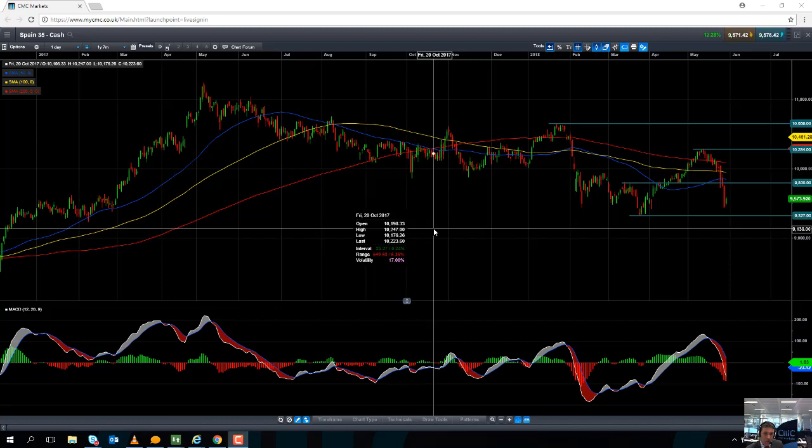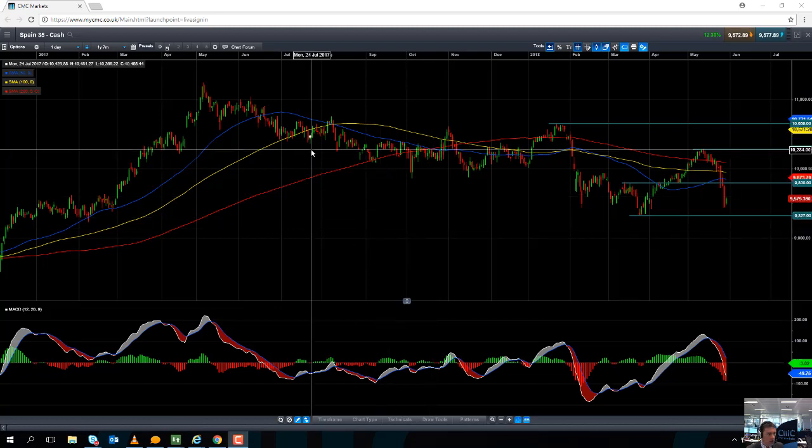On Friday the 1st of June, Prime Minister Mariano Rajoy is going to face a vote of no confidence, and all of that political uncertainty has put tremendous pressure on Spanish stocks. And obviously, if Mr. Rajoy were to lose the vote of no confidence, we could be looking at a snap general election, which would also add to potential further political uncertainty in Spain.